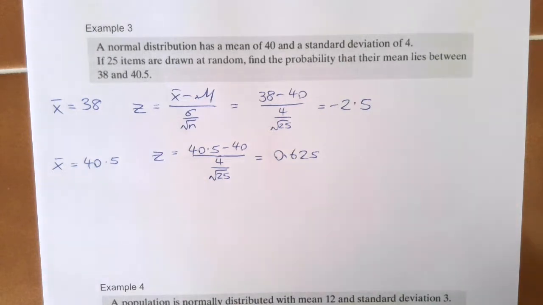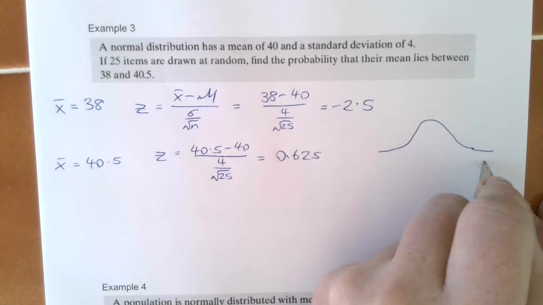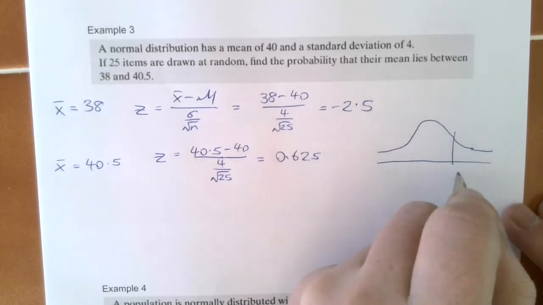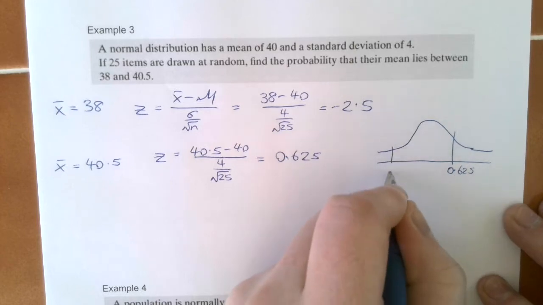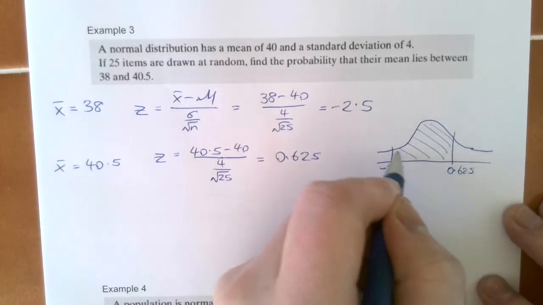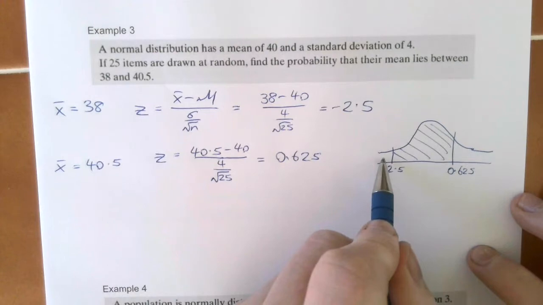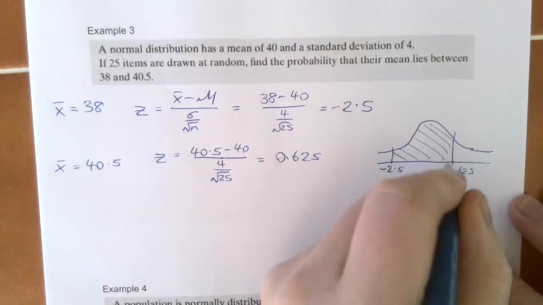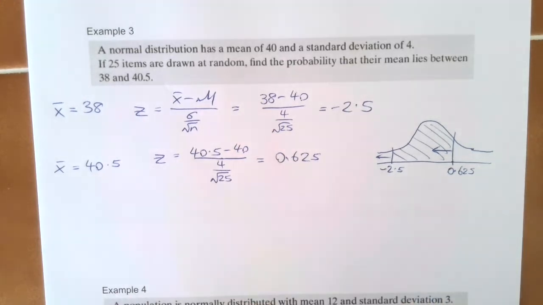So we know that our values have to be somewhere between those two values. If we draw it out in the diagram, you've got the 0.625 here, and you've got the minus 2.5 on the other side, and we're looking for the area in the middle of all of that. So we need to figure out the area from here back, and the area from here back, and then we can take one away from the other.